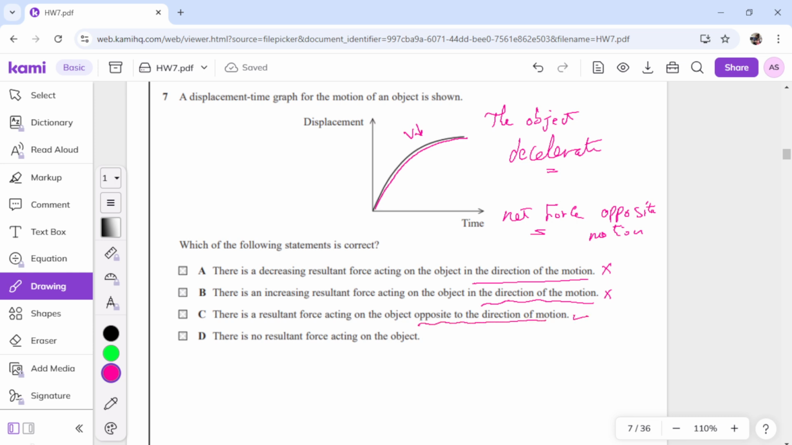There is a resultant force acting on the object opposite to the direction of motion. This is right. There is no resultant force. This is wrong, because if you have no resultant force, the speed must be constant. It means it will be shown as a straight line with a constant gradient. So C is correct.